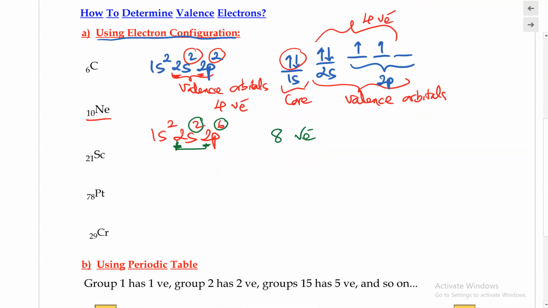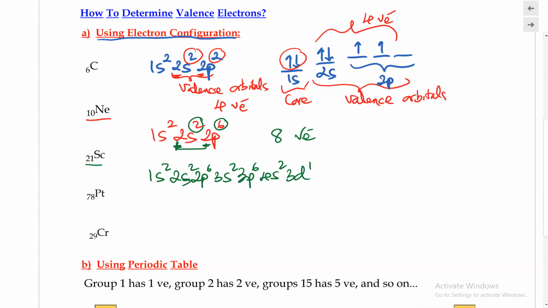And similarly, we can try another example. In this case right here, Sc, and the electron configuration of Sc is 1s2, 2s2, 2p6, 3s2, 3p6, 4s2, 3d1. So there it's the complete electron configuration.